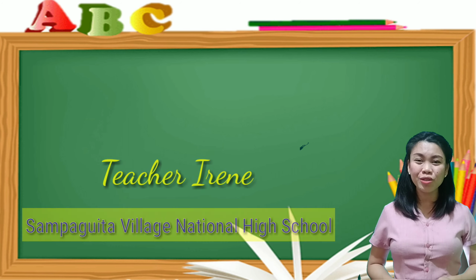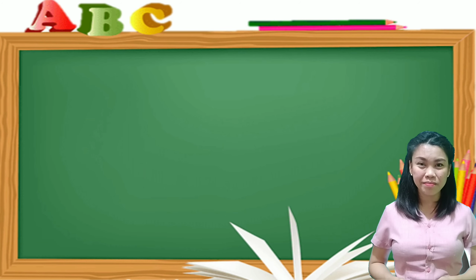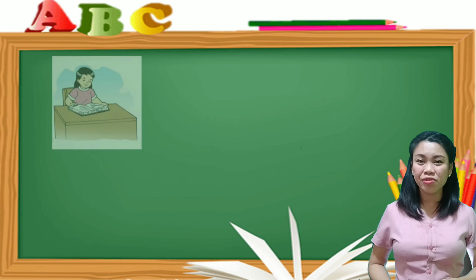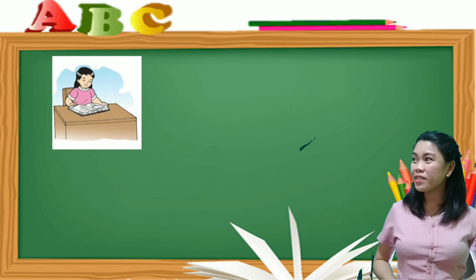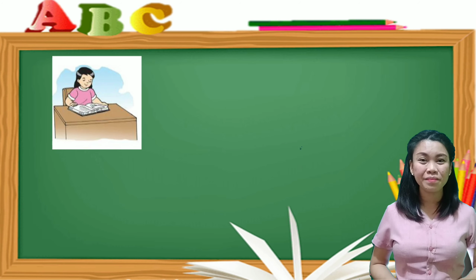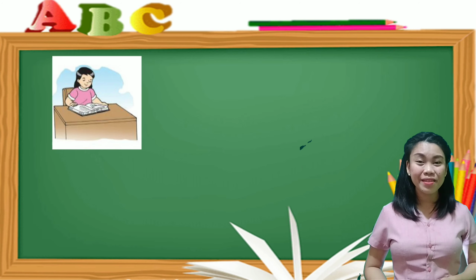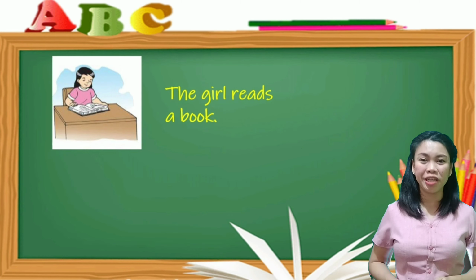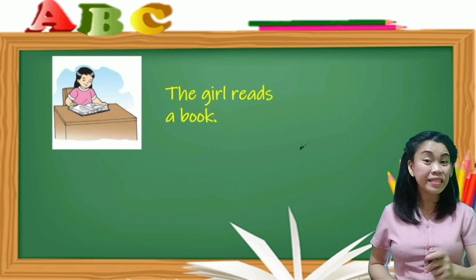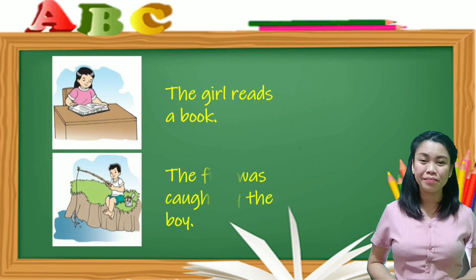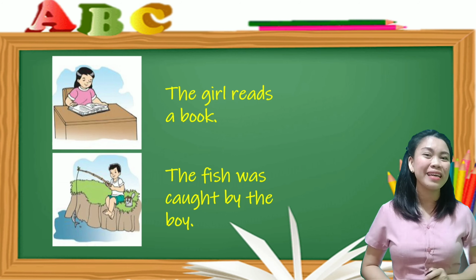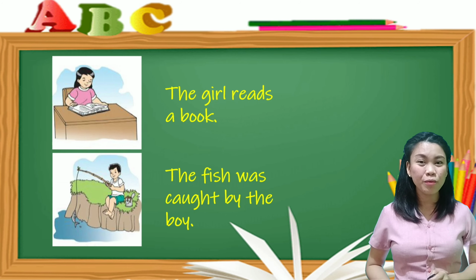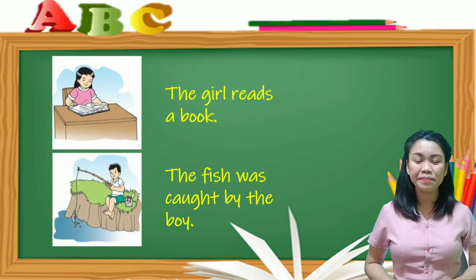First, I would like you to observe the following pictures. In the first picture, what does the girl do? That's right. The girl reads a book. How about in the second picture? What happened to the fish? That's correct. The fish was caught by the boy.